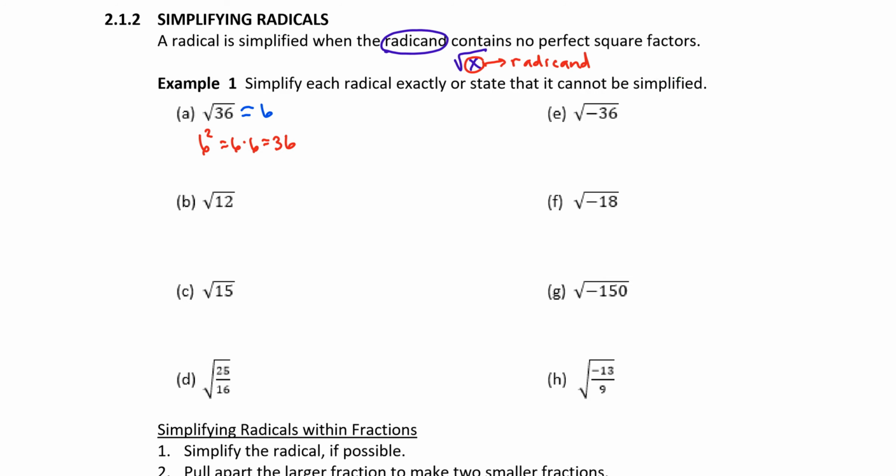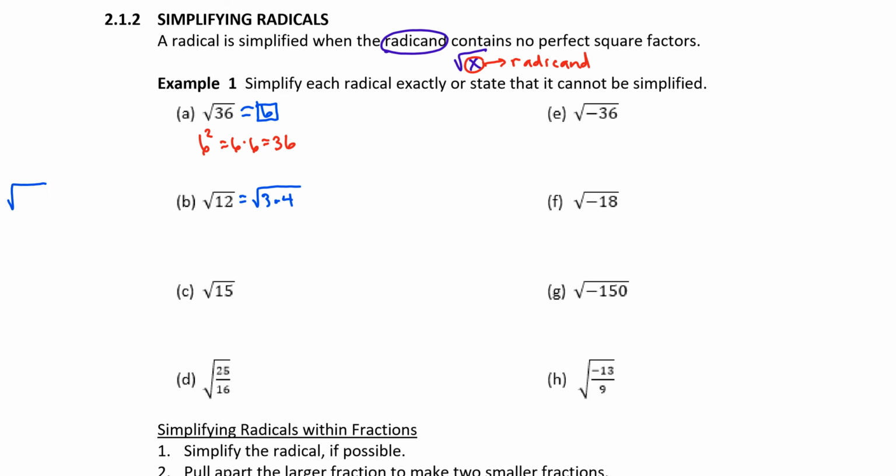Now, sometimes it doesn't work out so nicely. Example B, we have the square root of 12. Well, that's not a perfect square. So our goal is to find a perfect square factor of 12, reduce it, and thus simplify the radical. So I'm going to think of the factors of 12, and I'm specifically looking for one that's a perfect square. We can think of the square root of 12 as the square root of 3 times 4. The reason I use 3 times 4 is because 4 is a perfect square factor of 12.